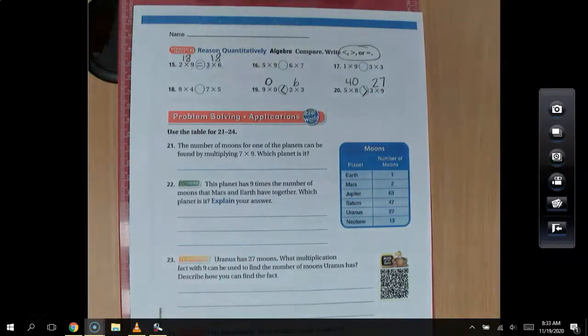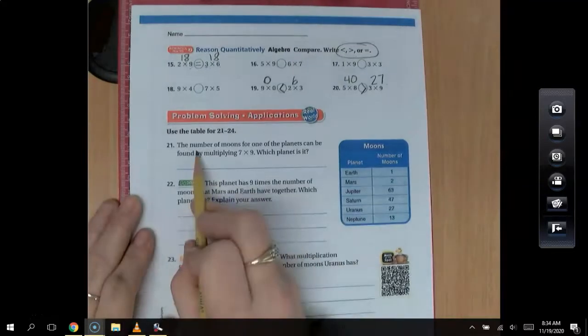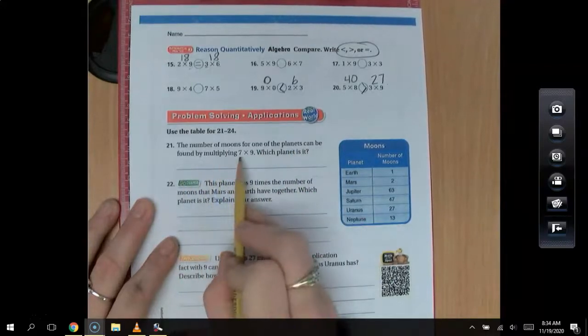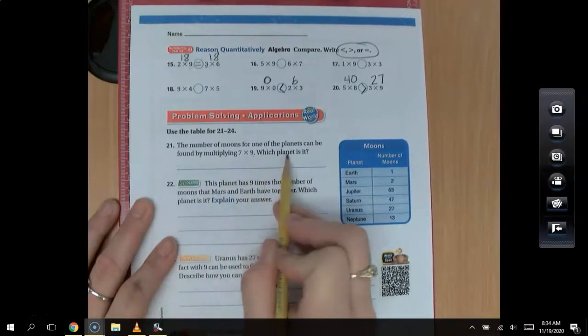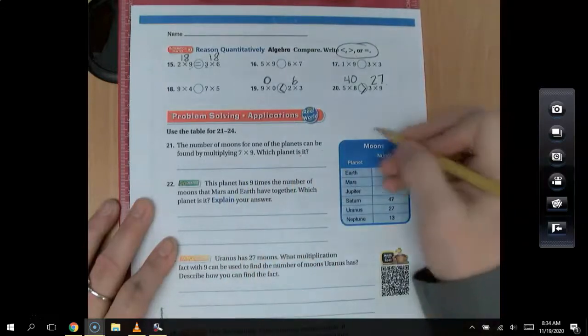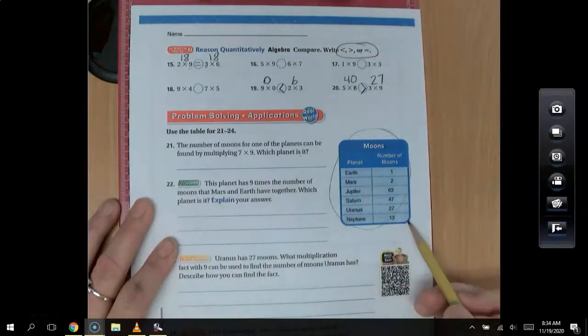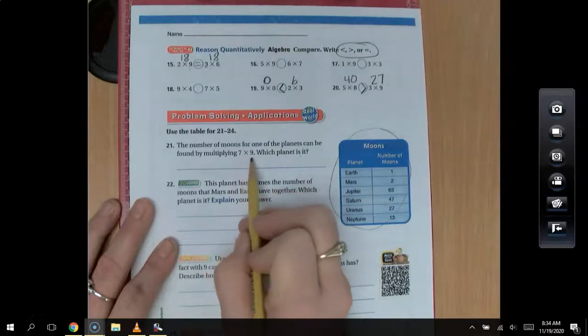Great job. Okay, let's look at problem solving. We're only going to do a few of these. We're not going to do all of them. Let's look at number 21. It says the number of moons for one of the planets can be found by multiplying 7 times 9. Which planet is it? Okay, so here's my moons, right? So we have to figure out what moon they're talking about. In order to do that, boys and girls, we have to figure out what 7 times 9 is.